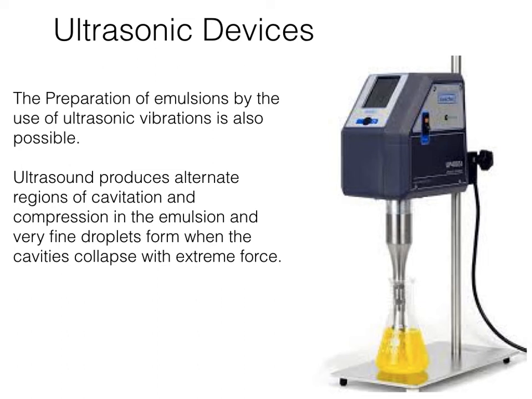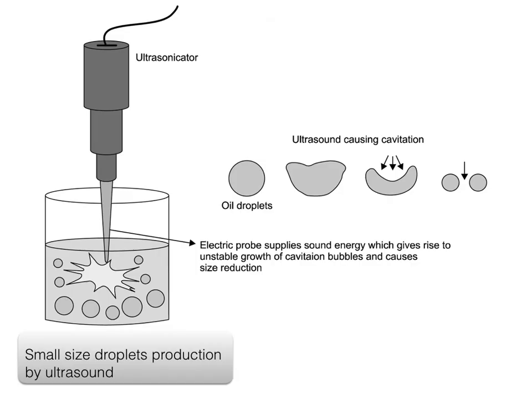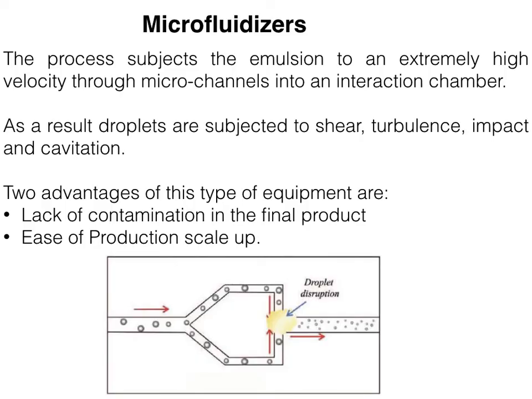This phenomenon is further explained in this slide. Here you can see the ultrasound causing cavitation, and these cavities collapse with extreme force to produce fine droplets. However, the energy density is highly localized, giving poorer reproducibility on a large scale. That's why this method is not practical for large scale production. And next equipment is microfluidizer.